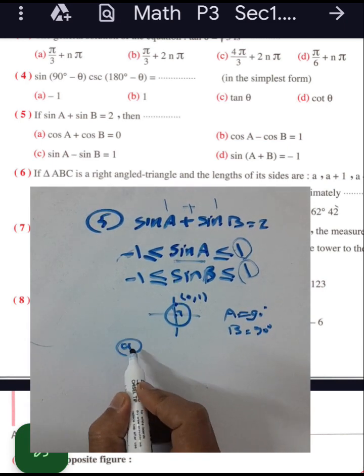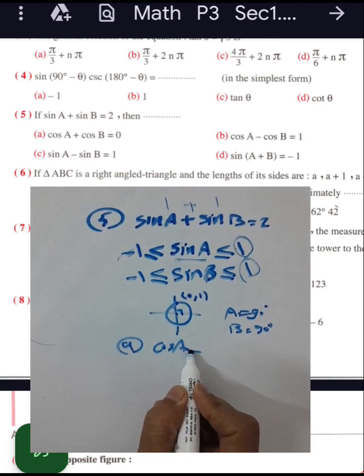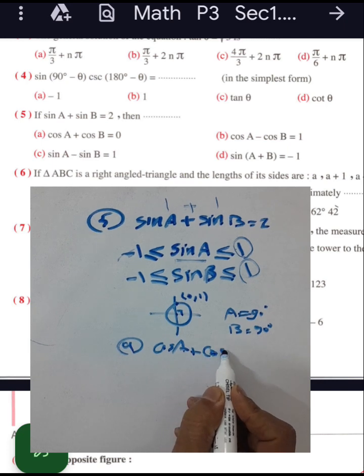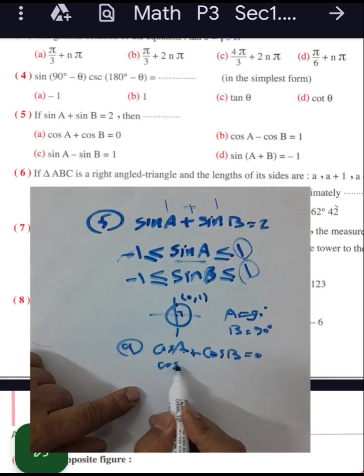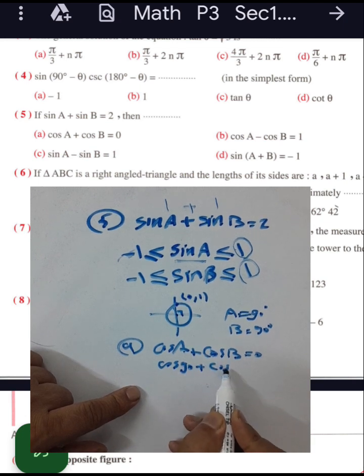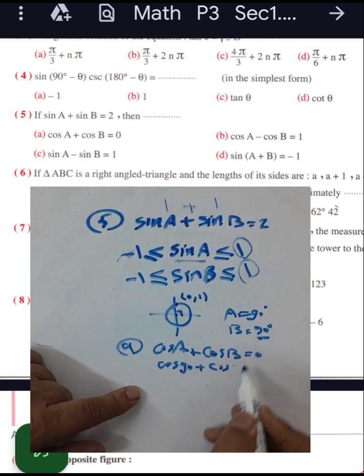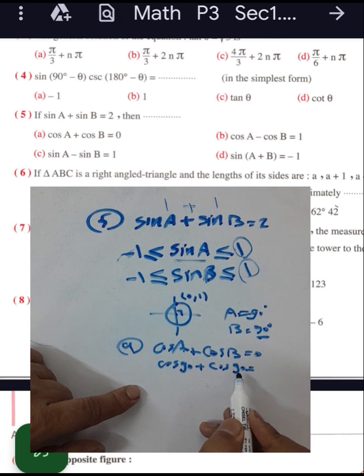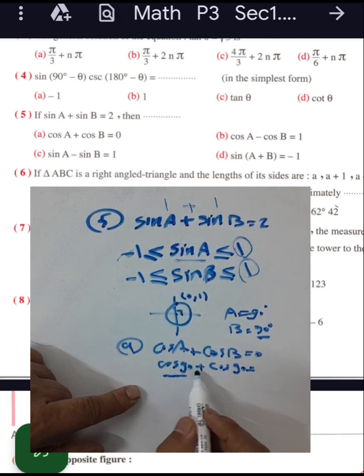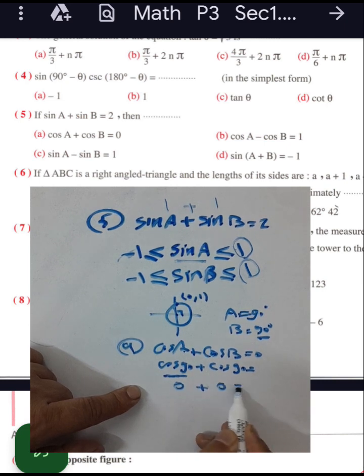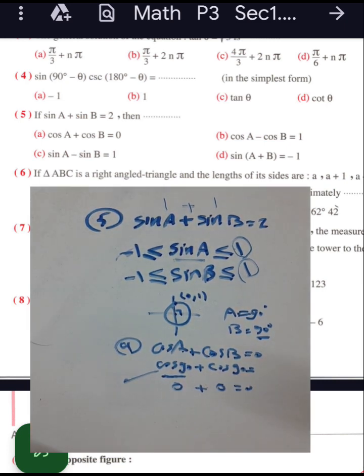Letter A, we have cosine A plus cosine B equals 0. True or false? Put angle A here as 90: cosine 90 plus cosine 90, what will it be? We have cosine 90 will be 0, and cosine 90 is 0. Then we must choose letter A for this example.